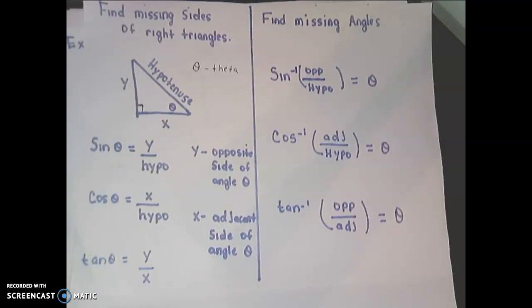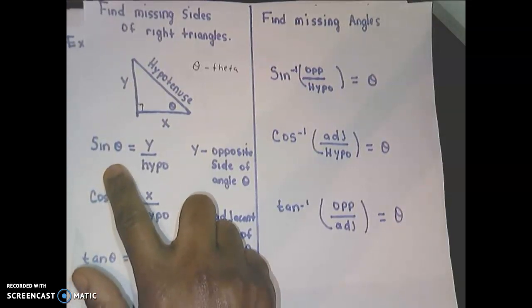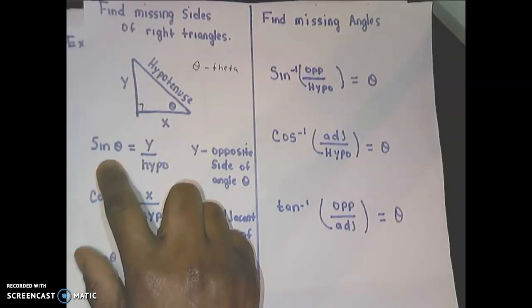Today, we're going to use trig ratios to find the missing sides of right triangles or the missing angles of right triangles. If we want to find the missing sides of a right triangle, we're going to use the ratio sine, cosine, or tangent. And what does the sine represent?